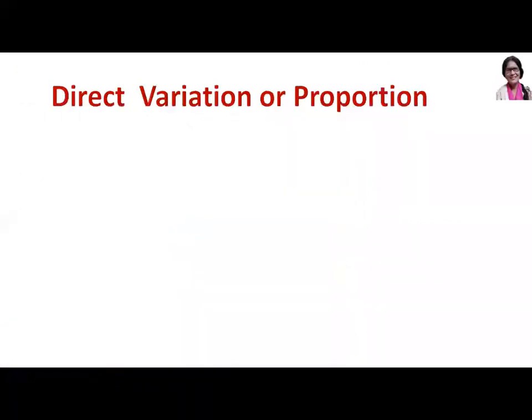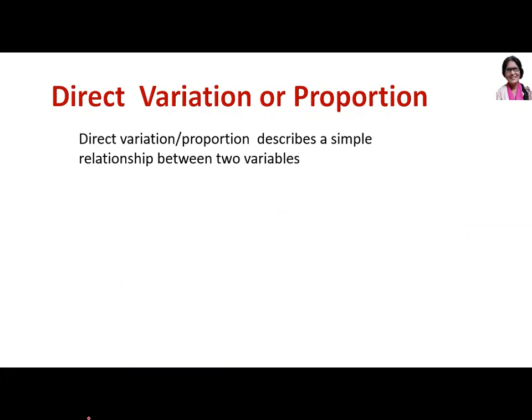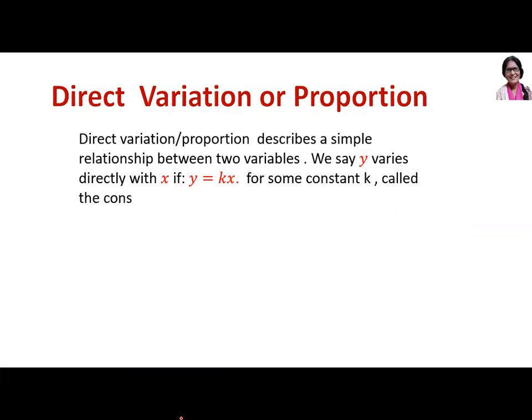Now direct variation or proportion is a very important branch because it has a use in real life situations. Direct variation or proportion describes a simple relationship between two variables. We say y varies directly with x if y is equal to k times x, where k is a constant. It is called the constant of variation or constant of proportionality.